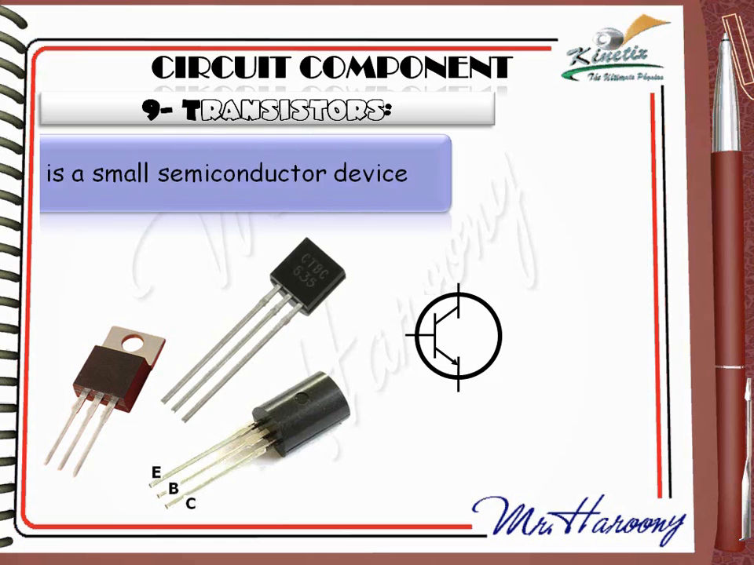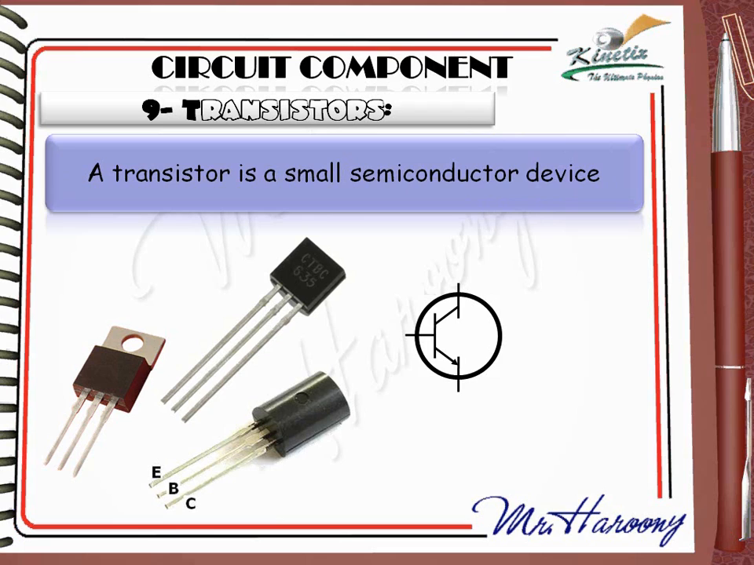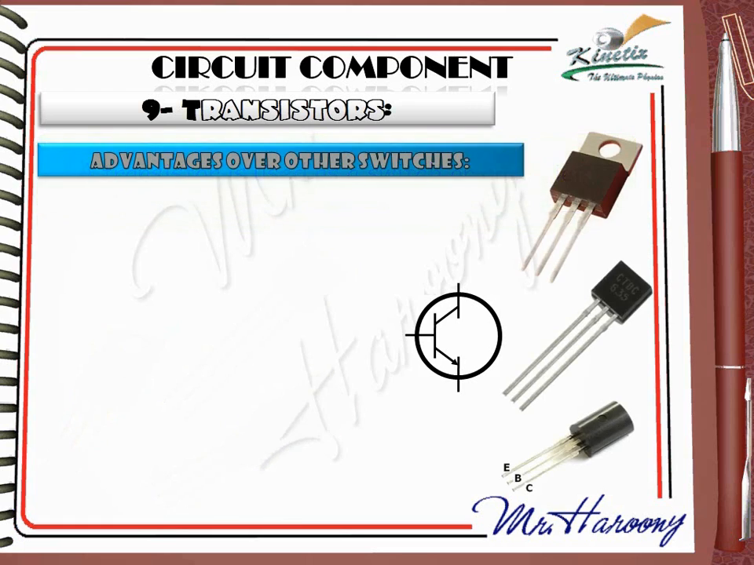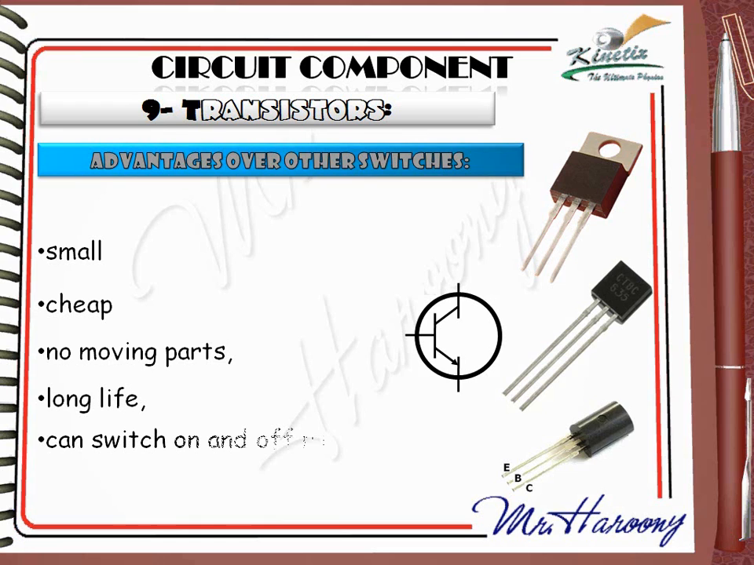A transistor is a small semiconductor device. It is made of semiconductor materials like silicon and germanium. A transistor is used as a switch or amplifier. We use the transistor basically as a switch, as it has many advantages over the common mechanical switches. Advantages over other switches: small, cheap, no moving parts, so less probability of being damaged, and that's why it has a long life, can switch on and off rapidly, many times in a short time period.